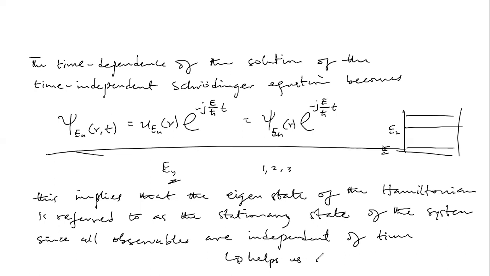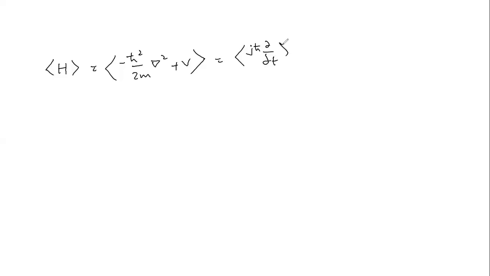As we will see shortly. If we now take the expectation value of the Hamiltonian, which is negative h cross squared over 2m nabla squared, plus the potential, that will give us the energy value.